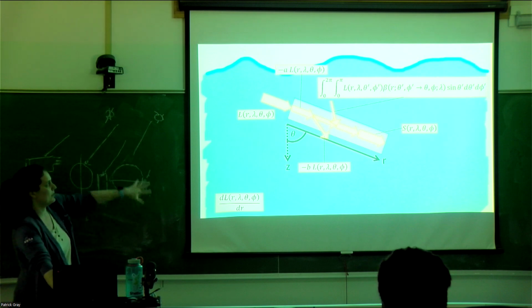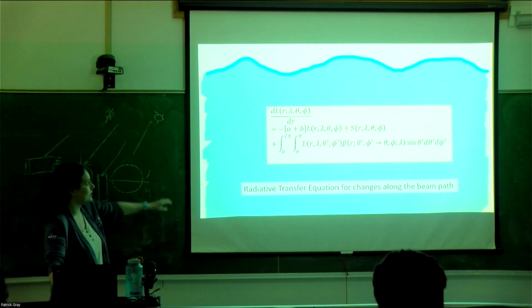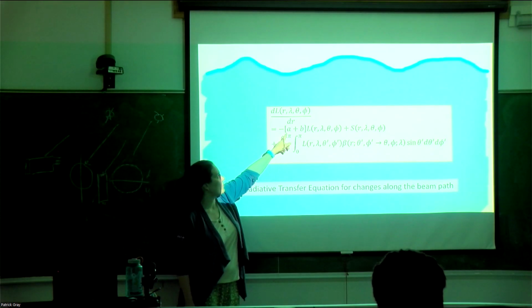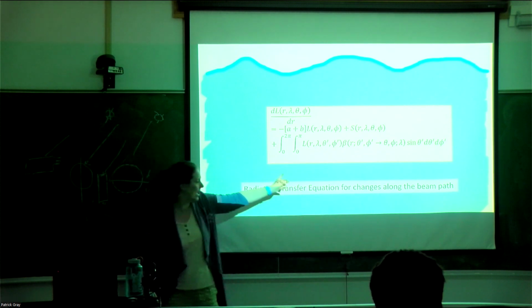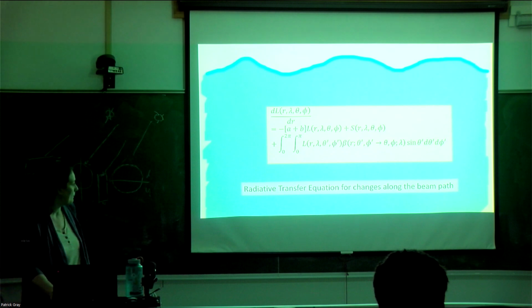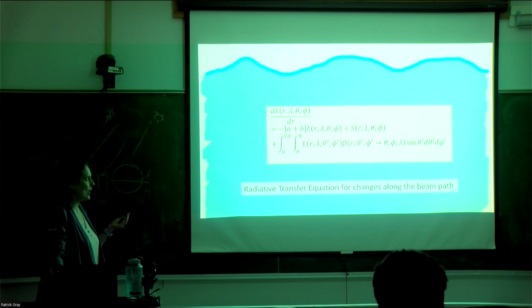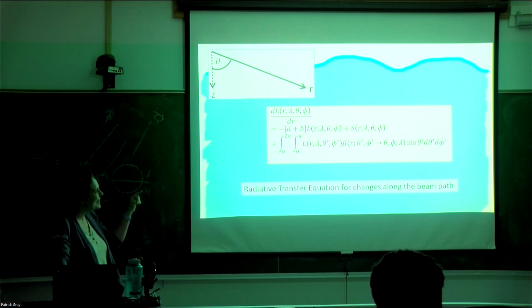Okay, so this is it all. And if we piece all these pieces together, we have the change in radiance along the path is the loss from absorption and scattering for the radiance, our source term, and then this big crazy integral. And so this is it. This is the radiative transfer equation for changes along the beam path. Okay? Great. It looks very complicated, and unfortunately it is very complicated when it comes to trying to solve it. But first we're going to think about it in a slightly different way.